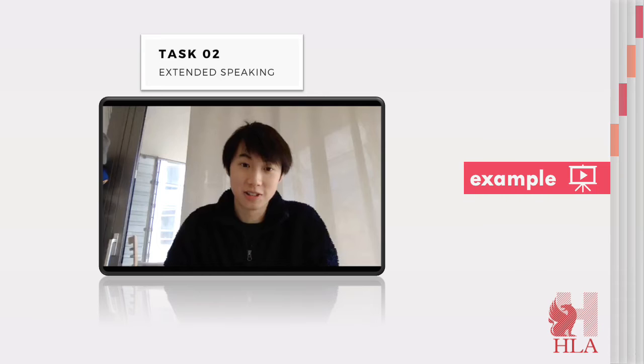Excellent. Okay, thank you. Okay, so that was an example of Task 1 conversation. Now let's take a closer look at the extended speaking part. We'll first look at the assessor asking the question.